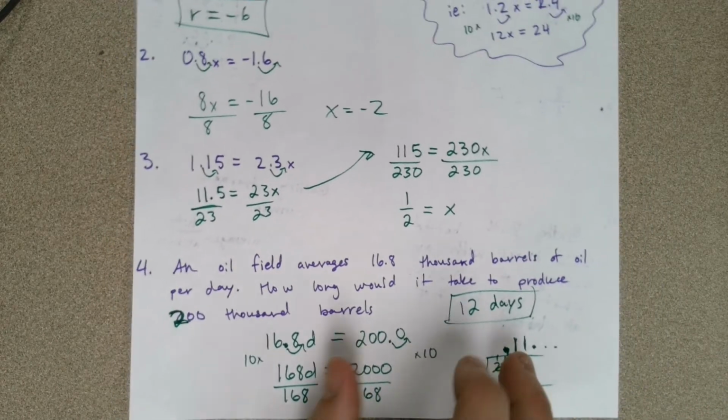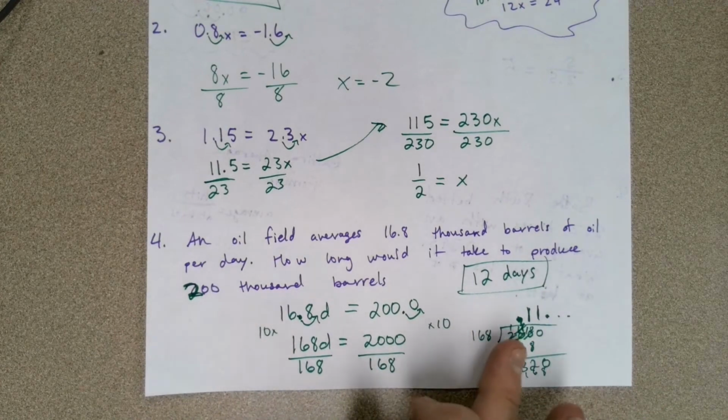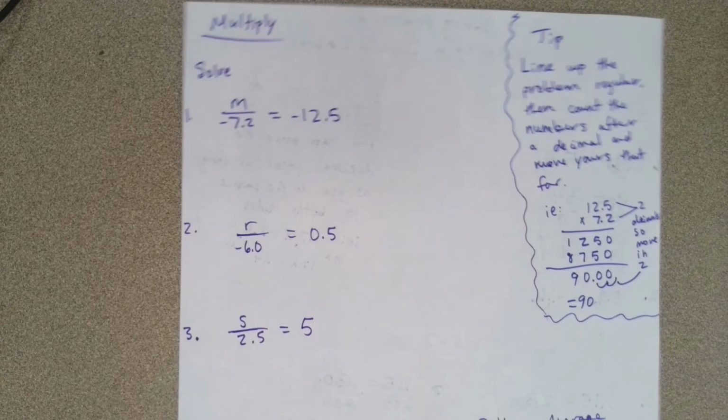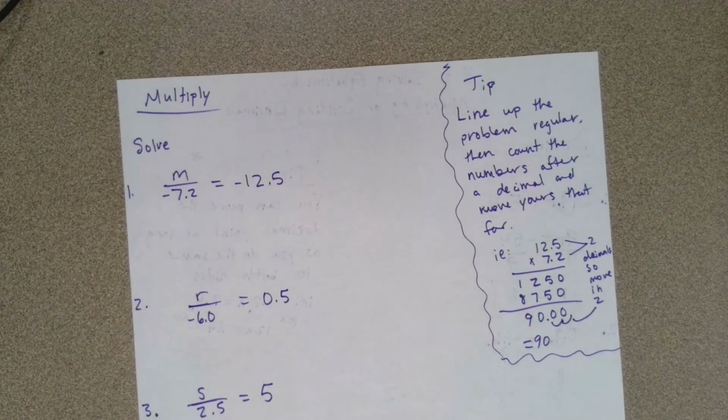I know that one might have been a little confusing. If that one didn't make sense to you at the end there, don't worry about it. All you have to know is that we divided each side by 168. Got our answer.